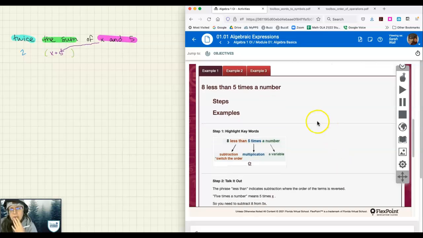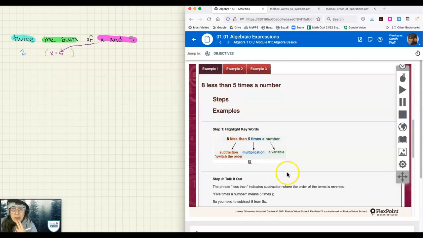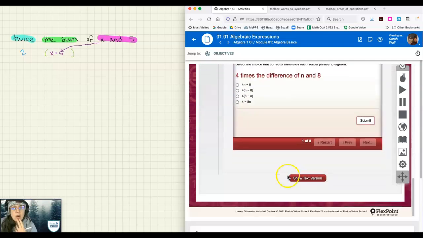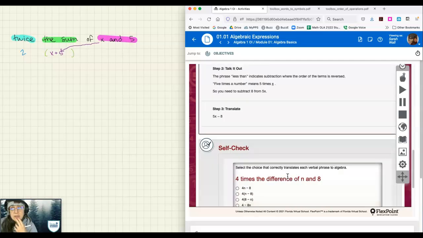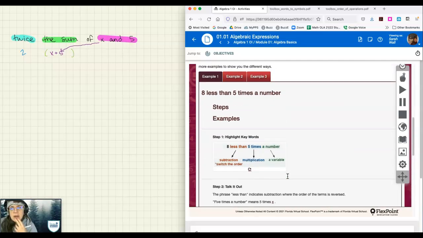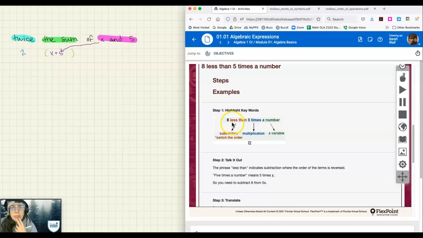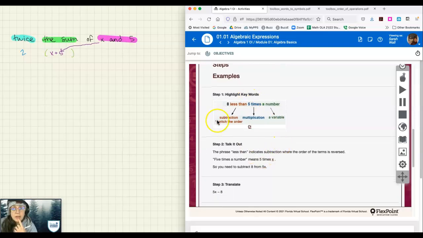Example 1. So now you have your examples, right? There are some self-checks down there. And this is really going to help you identify your vocabulary, right? Talk it out. Less than, subtraction. Times, multiplication. A number, a variable. And then you translate it. 8 less than. You also could do -8.